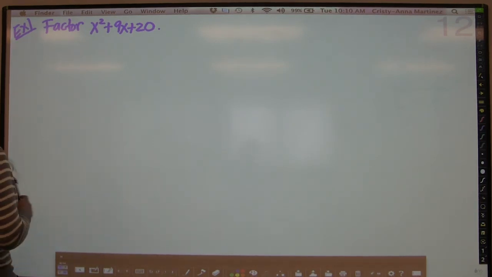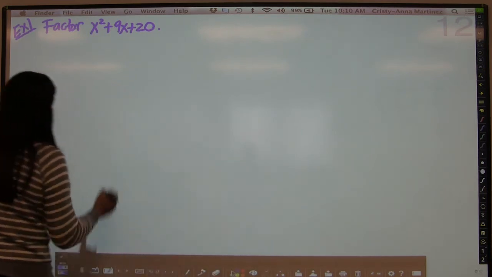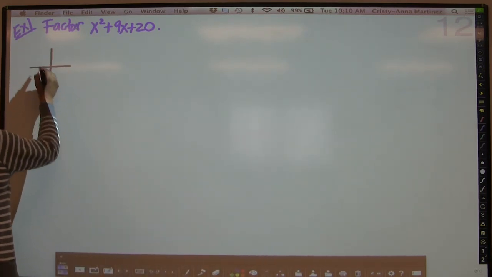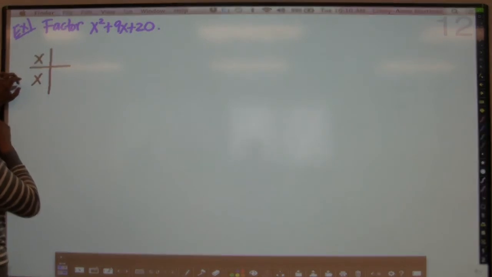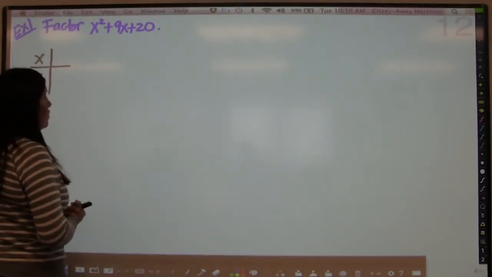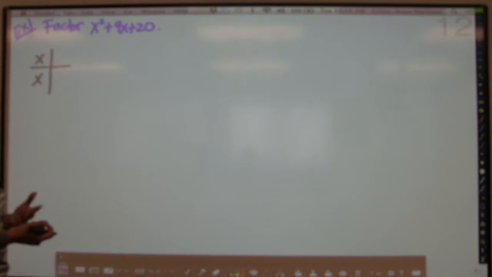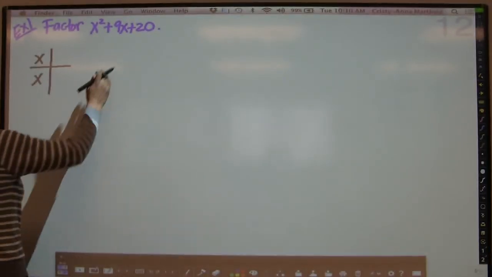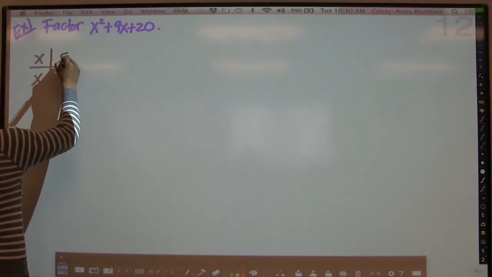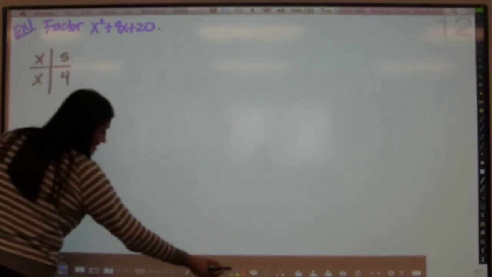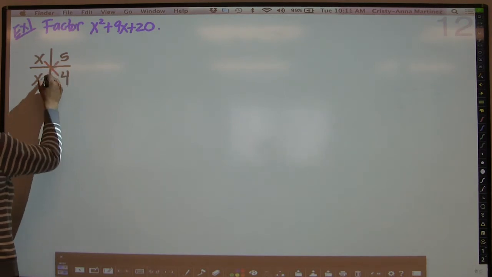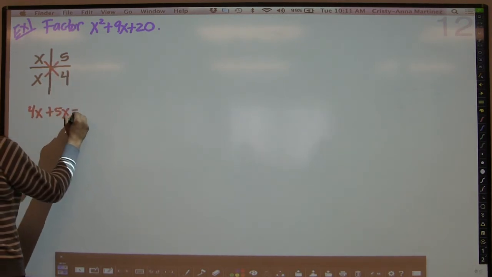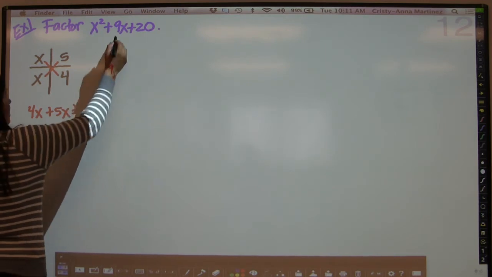X squared plus 9x plus 20. So we're going to go ahead and do our little plus sign. You're going to have an x and an x because that's how we're going to start with the first coefficient there. And then we have 20. And so for 20, you could pick 5 and 4, 10 and 2, 1 and 20. But because we wanted to add up to 9, I'm pretty confident that 5 and 4 are going to work. And to test it, I'm going to do diagonal 1 is 4x, diagonal 2 is 5x, and that does in fact equal 9x, which is what it's supposed to equal.